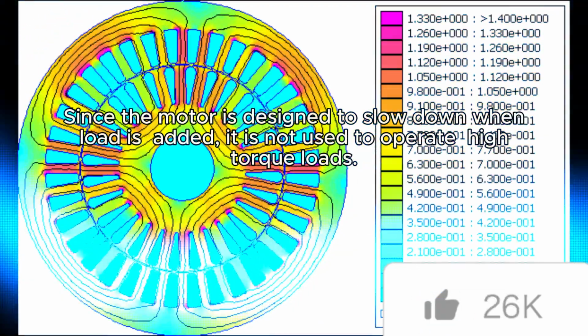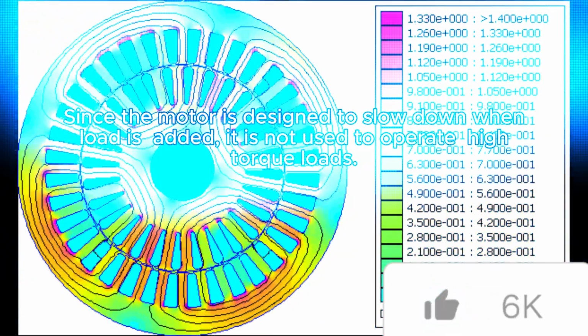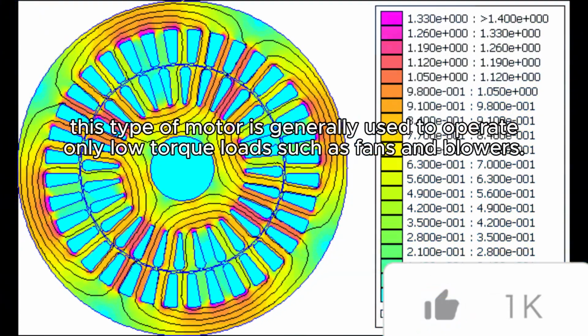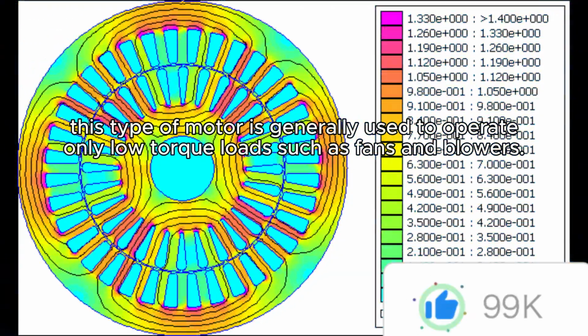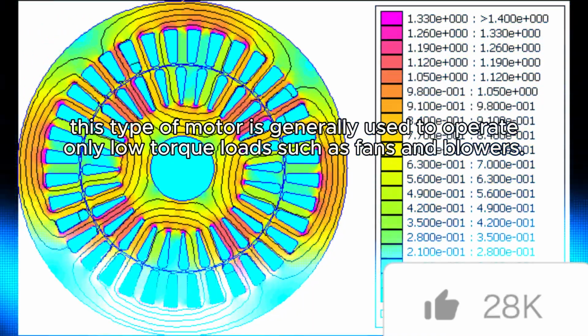Since the motor is designed to slow down when load is added, it is not used to operate high torque loads. This type of motor is generally used to operate only low torque loads such as fans and blowers.